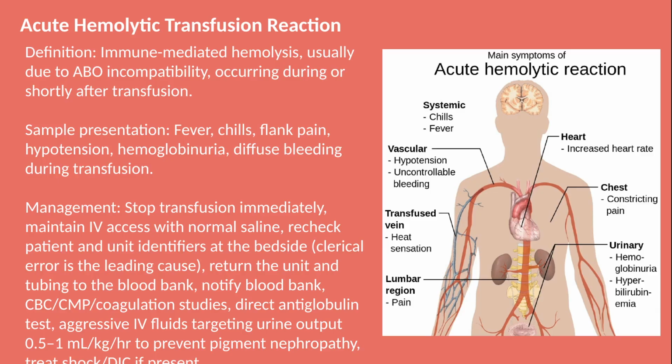The first move is to stop the transfusion immediately. Not slow it, stop it, and disconnect the tubing while keeping the IV line open with normal saline. Notify the blood bank at once and return the unit, because another patient somewhere may be receiving the wrong product right now. Send a complete blood count, chemistries, coagulation studies, and a direct antiglobulin test, and check haptoglobin and a urinalysis.